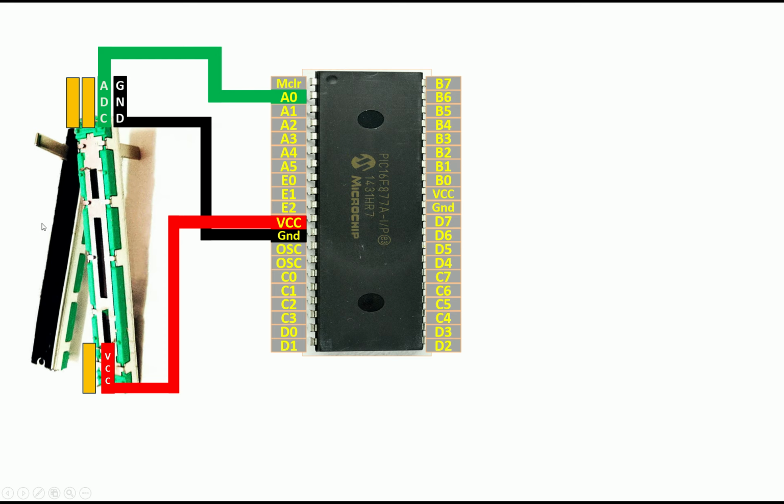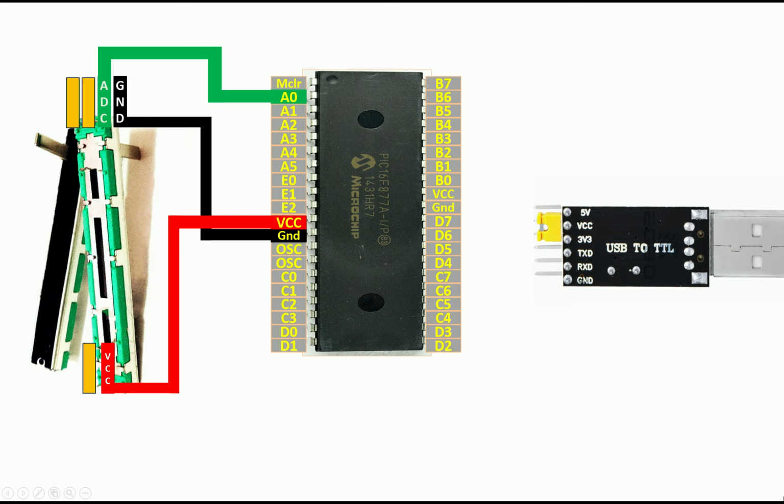Now guys, to display the output, I'm going to use a CH340 USB to TTL device. You can use any other USB to TTL device as well, like FT232, CP2102 or any other. Remember, every USB to TTL device has TX, RX and ground pins. As you can see, it is already labeled. Topmost is the 5 volt, then VCC 3.3 volt, TX, RX and ground. We only need 3 pins, TX, RX and ground, to connect it with the PIC.